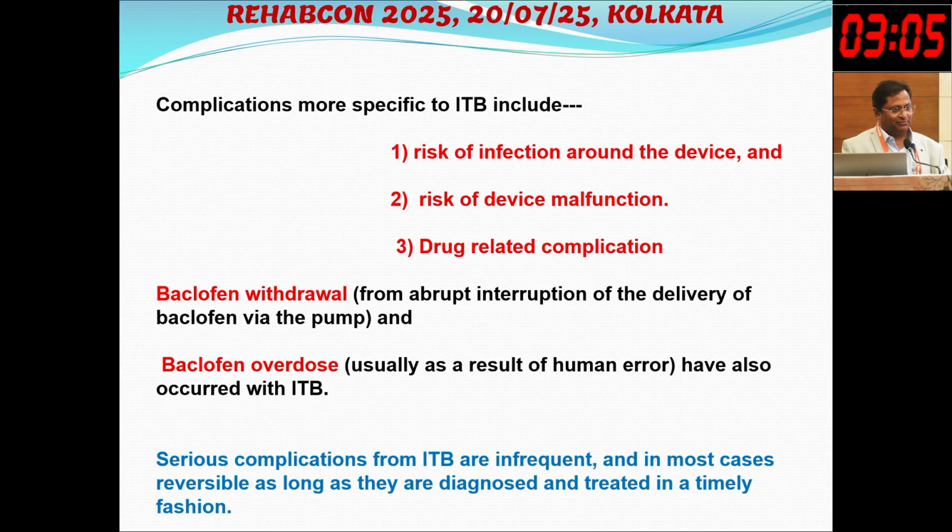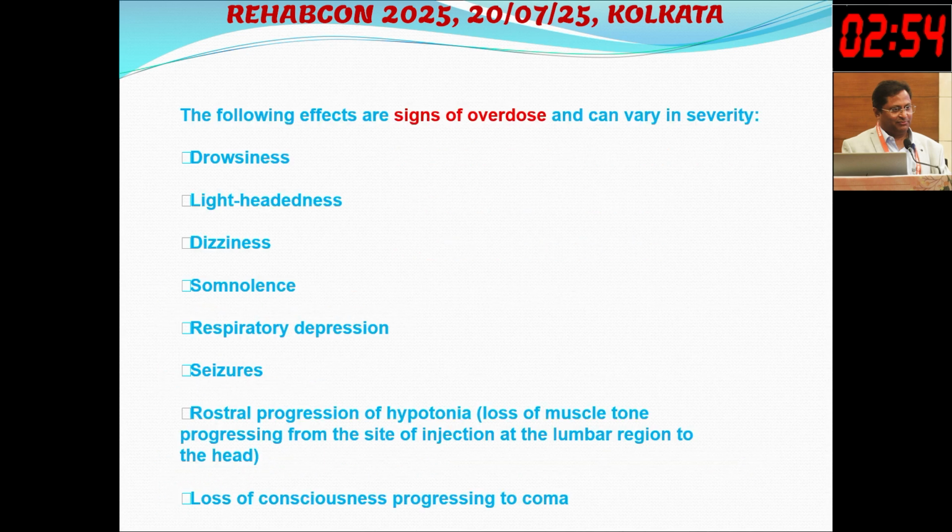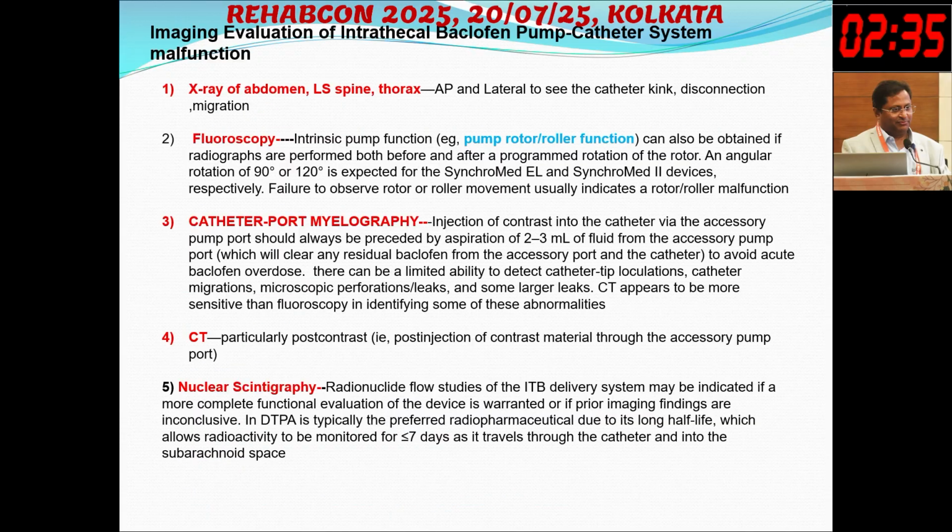Suppose someone who doesn't know programming increases the dose, and the patient develops seizure, or might even go into coma. So these are the signs of overdose: drowsiness, lightheadedness, dizziness, respiratory depression, seizure, and ultimately we might lose the patient, with loss of consciousness progressing into coma. So gradually, these are from little to very severe side effects.